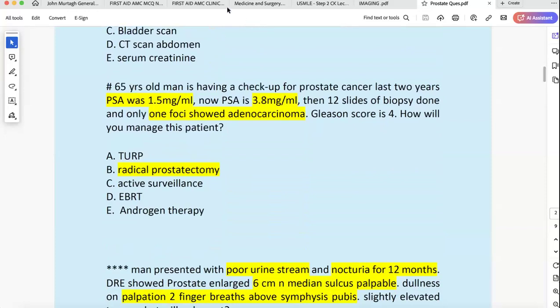Coming to this one, which is a very important question. A 65-year-old man is having a checkup for prostate cancer. Over the last 2 years, PSA was 1.5 and now it is 3.8. So you see that even though 3.8 is not really high PSA, it has jumped significantly in 2 years. That's why you did a biopsy and you found one focus of adenocarcinoma and Gleason is 4. So now you confirmed it is a cancer and this patient is 65. So the best option for this patient would be prostatectomy.